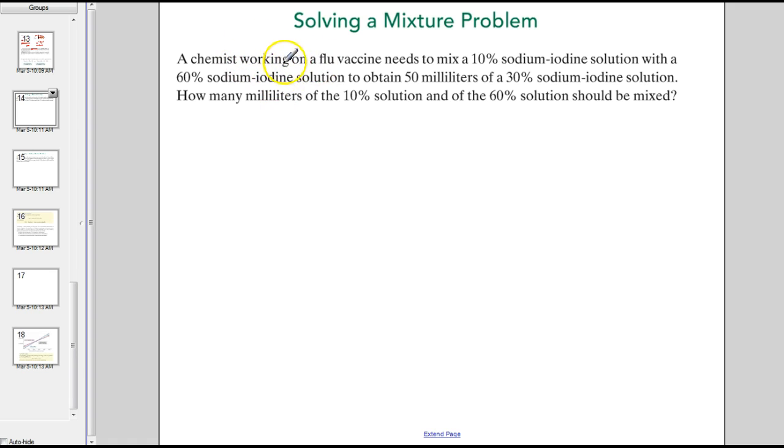So we have a chemist working on a flu vaccine. He is mixing a 10% sodium iodine solution with a 60% sodium iodine solution, and he wants 50 milliliters of a 30% solution. So a little bit stronger than this, about half as strong as this. How much of this 10% solution does he need to add to the 60% to be mixed?